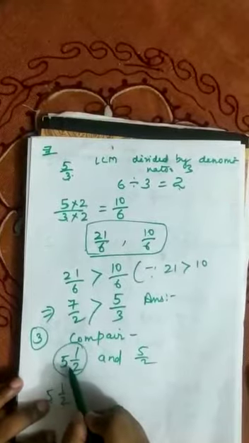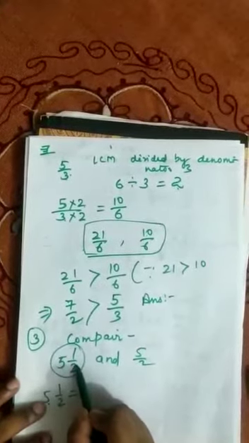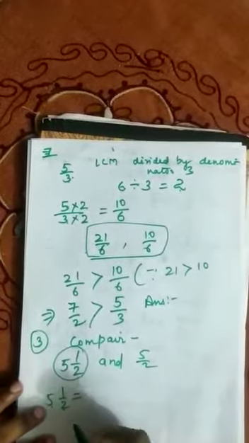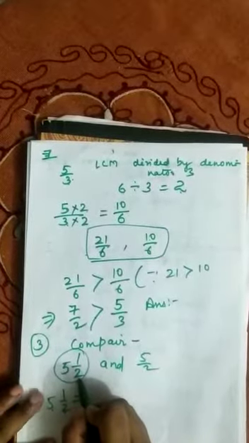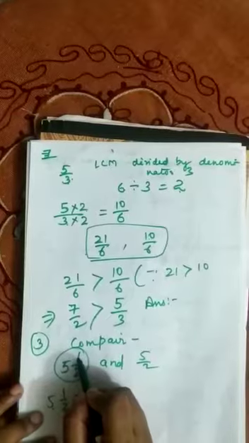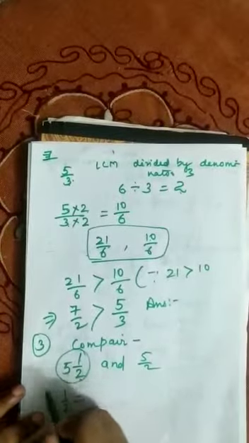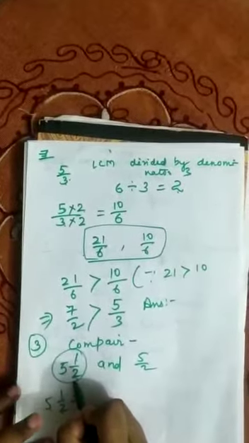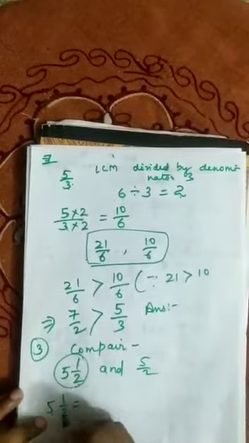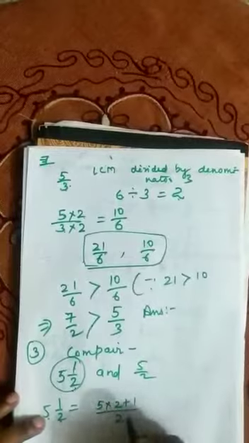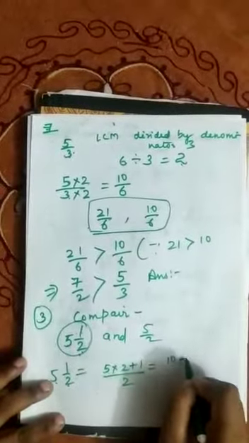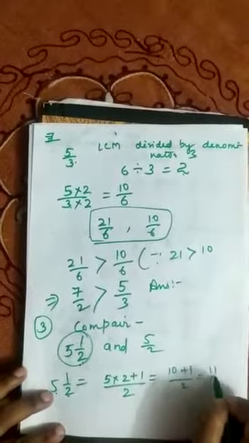Let me tell you, a mixed number is a combination of a whole number and a proper fraction. So I will multiply this whole number with the denominator of the proper fraction, add the numerator of this proper fraction, and then write down the denominator as well. Now 5 will be multiplied by 2 plus 1, divided by 2. So it is 10 plus 1 by 2, which is 11 by 2.